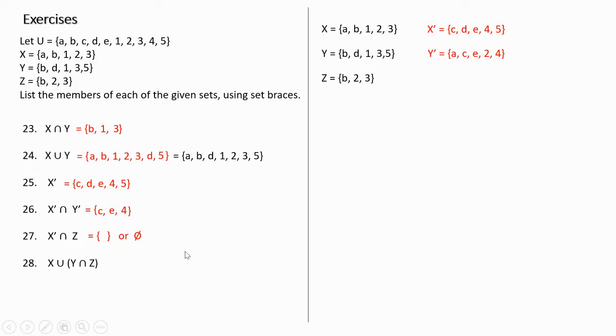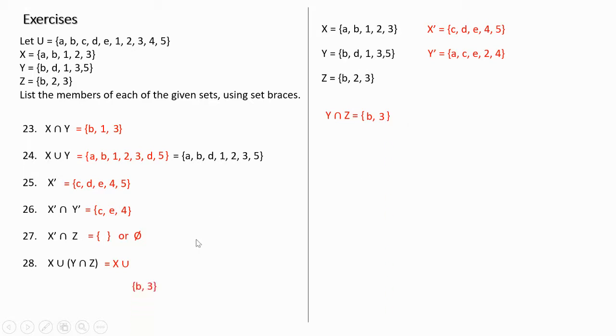Okay, for 28, we have to follow the order of operations, which is PEMDAS. So first, we do parentheses. So for X union (Y intersects Z), we go to Y and Z. Intersection: what do they have in common? They have in common a B. D, no. How about a 1? No, a 3. Just B and 3. So that's Y intersects Z.